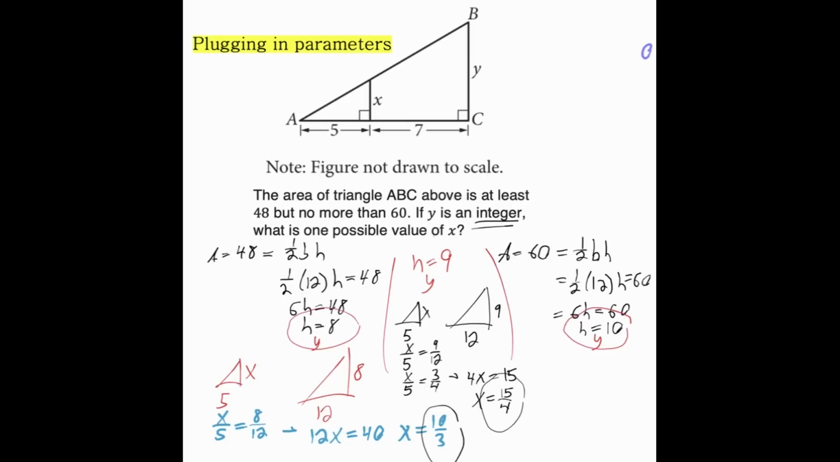And now looking at the last scenario, we've got our 2 triangles again, x and 5 and 10 and 12. So x over 5 equals 10 over 12. 10 over 12 is the same as 5 over 6. So x over 5 equals 5 over 6. And now we can cross multiply that. 6x equals 25. Divide by 6. X equals 25 over 6.